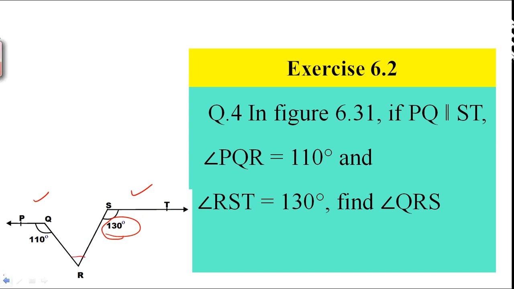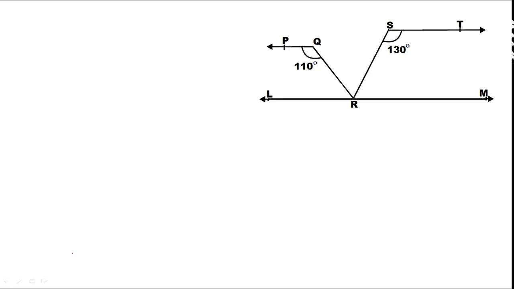So for that, we will draw a line passing through R, which will be parallel to ST or PQ. Since ST and PQ are parallel, it will be parallel to both. So we have drawn a line, and that is line LM. Now this angle is to be calculated. My dear students, you just see the diagram. Let me mark it as X. This is the simplest way, and this is Y, and this is Z, right?